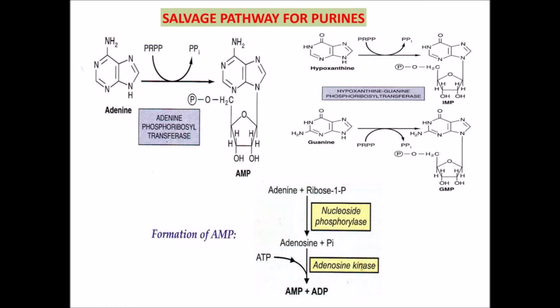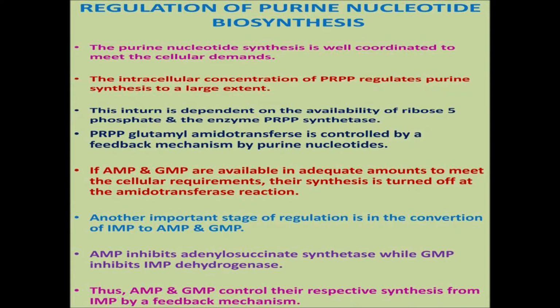How does formation of AMP occur? Adenine plus ribose 1-phosphate in the presence of nucleoside phosphorylase is converted to adenosine plus inorganic phosphate. Then here one ATP undergoes hydrolysis and forms AMP, adenosine monophosphate, and adenosine diphosphate in the presence of the enzyme adenosine kinase.